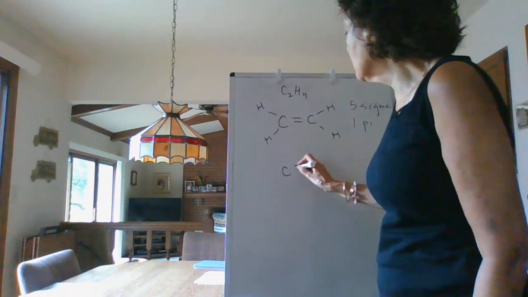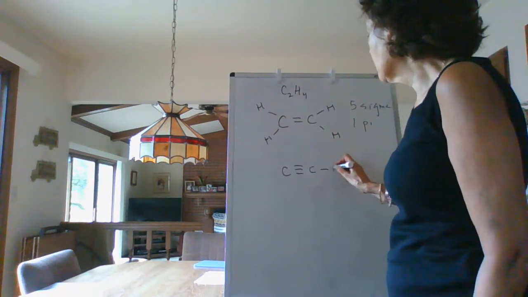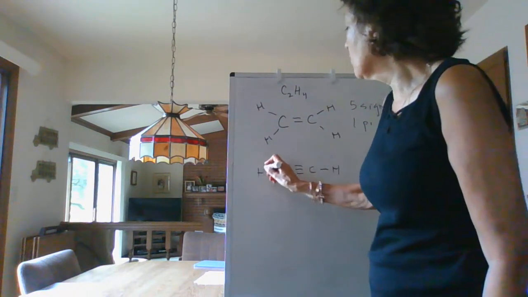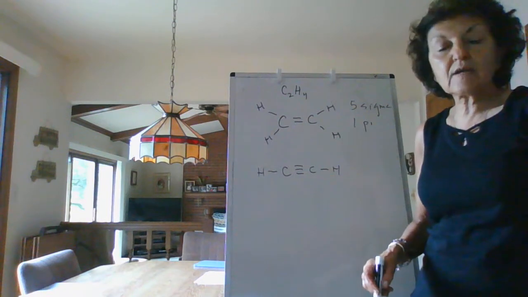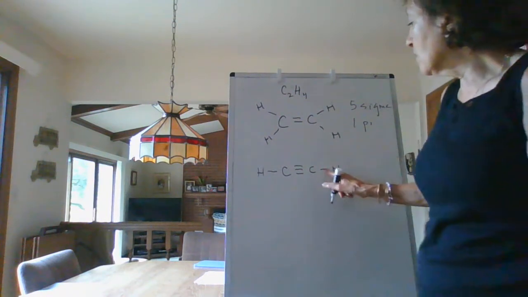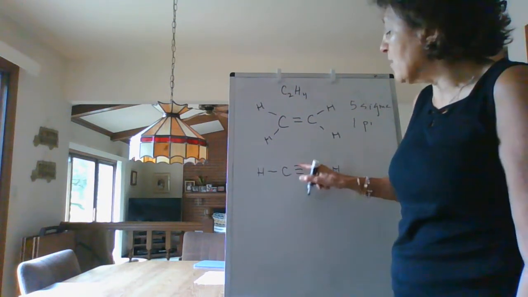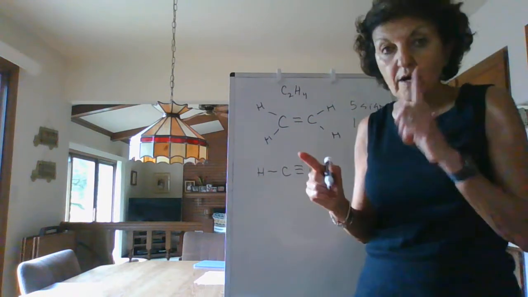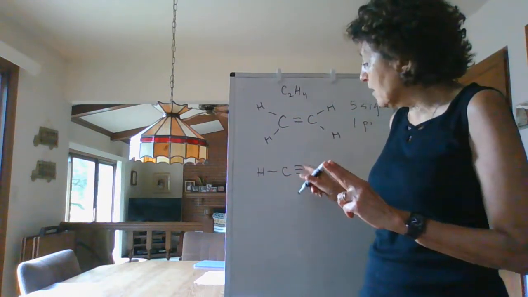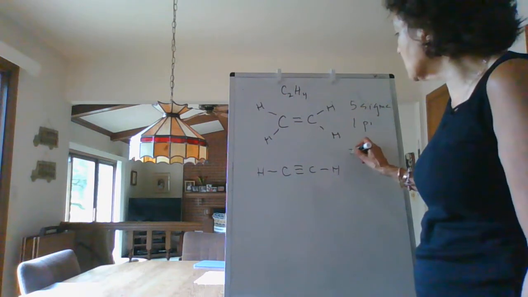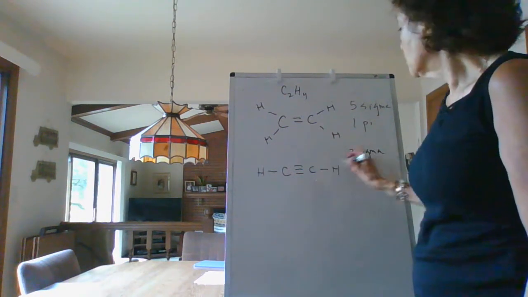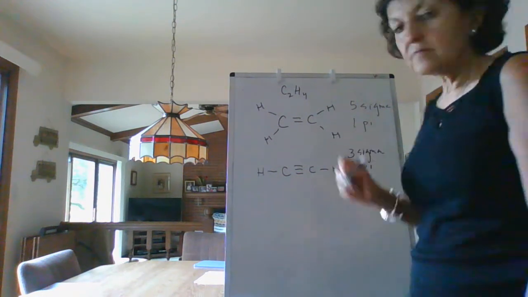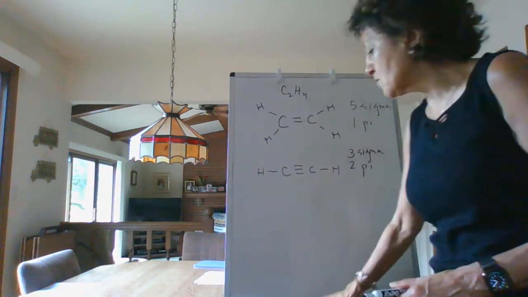If I had this thing here, which is ethyne or acetylene, and they ask you how many sigmas and how many pi's, well, this one is sigma and this one is sigma, and then in a multiple bond, one of them is sigma, and then the other two are pi. So this one has 3 sigma and 2 pi. Okay? So that's what that's all about.